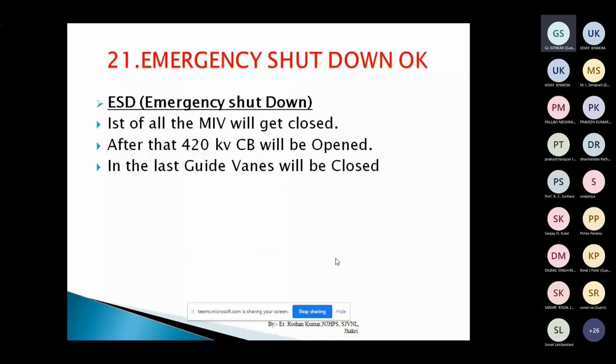So if there is an emergency, the ESD button is pressed. So first the signal, the MIB should be closed, block the water path. Then the 420 circuit breaker will be opened. Then the guide vane will be closed last. These are the sequences followed in the ESD.